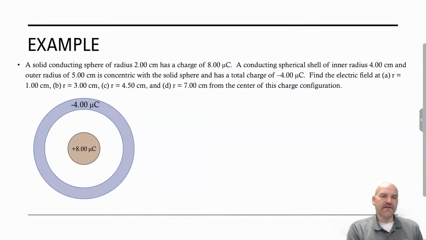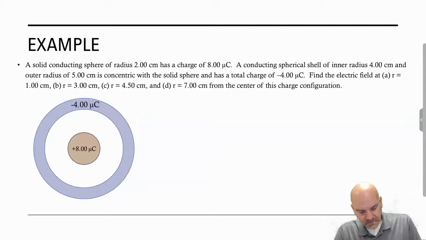You have a conducting sphere inside a conducting shell. The 8 microcoulomb sphere is a conducting sphere, but we have it inside something like a basketball, so like a lacrosse ball inside of a basketball. Some things to note: the radius of the sphere is 2 centimeters.